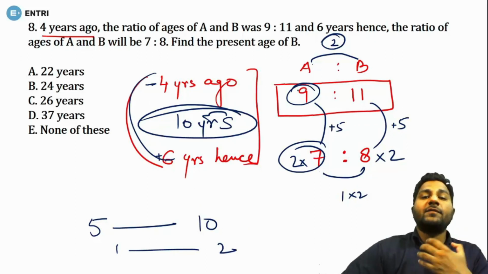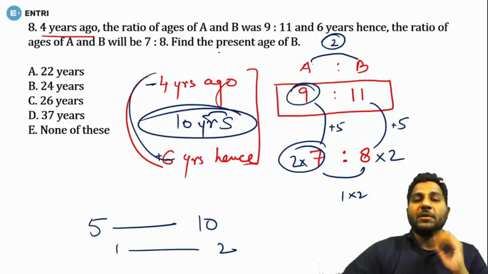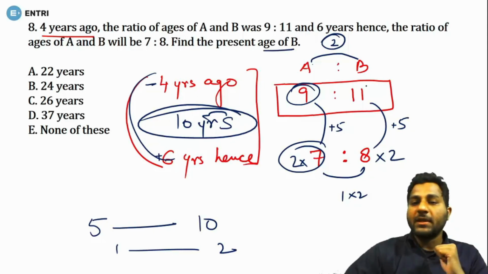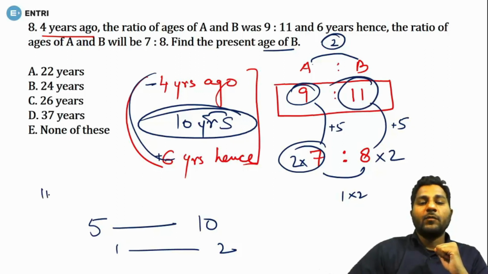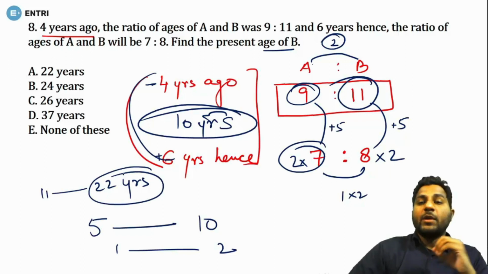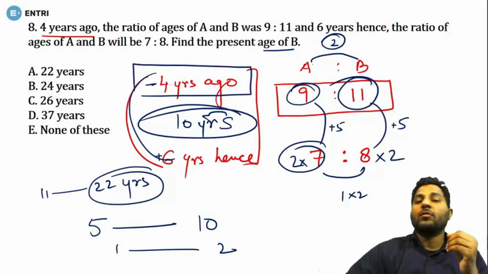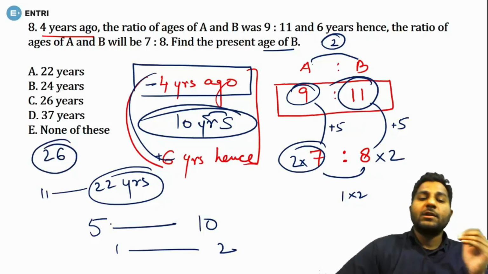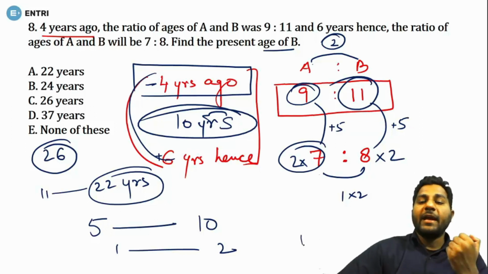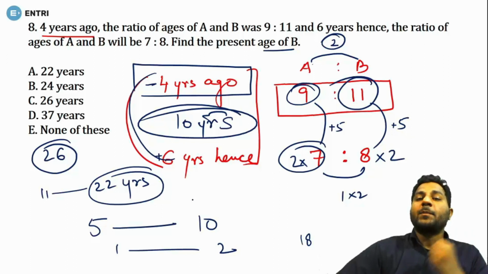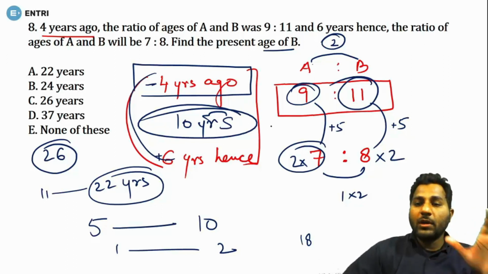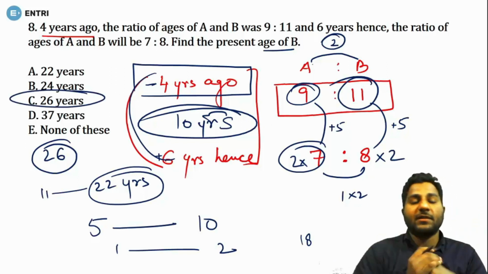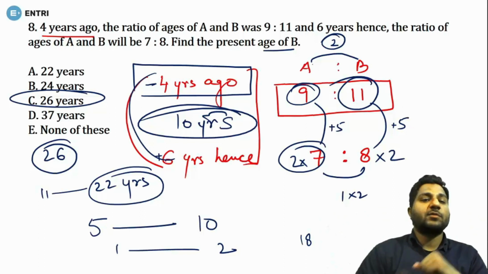Now we can figure out the age of any of the persons. Let's say they are asking to find the present age of B. That means if we put 11 ratio, we will get 22 years. But you know that this 22-year age is of 4 years ago for B. That means in the present, B's age will be 26 years. If they had asked you about A's age, you would have taken 9 ratio, and that would make 18 years, and that 18 years was 4 years ago. That means we have to add 4 years to get the present age of A. But here they are asking about only B's present age. That means B's present age will be 26 years. Clear case. Let's move on and see what the next question is.